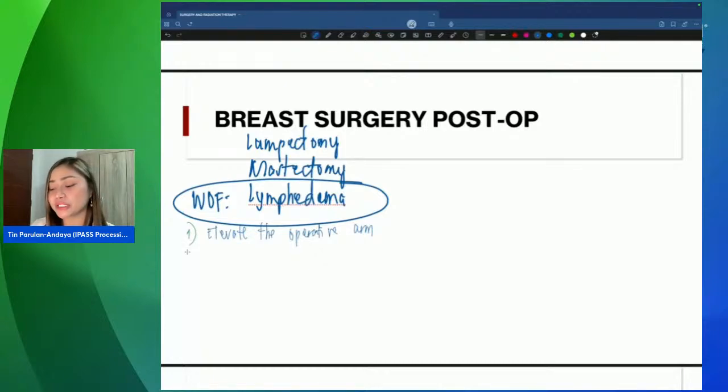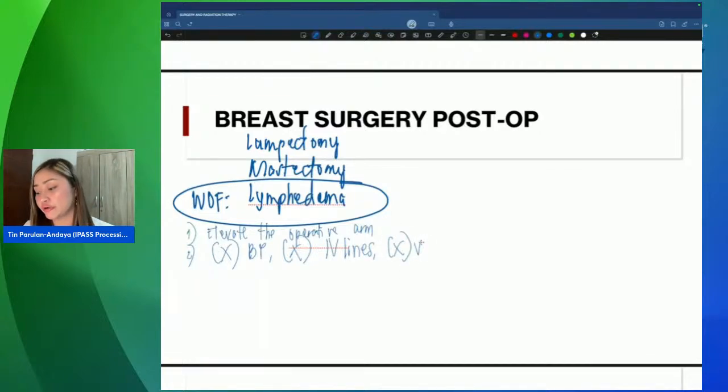Next, can we take blood pressure on the operative arm? No, so no blood pressure. How about an IV line? No IV lines. What else? Anything that involves manipulation or an invasive procedure to the operative arm is a big no-no, like venipuncture. No venipuncture. So take note of this one.